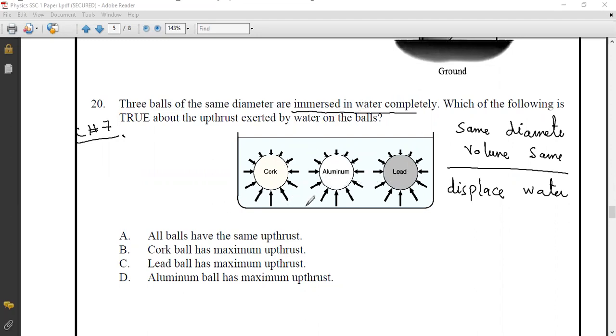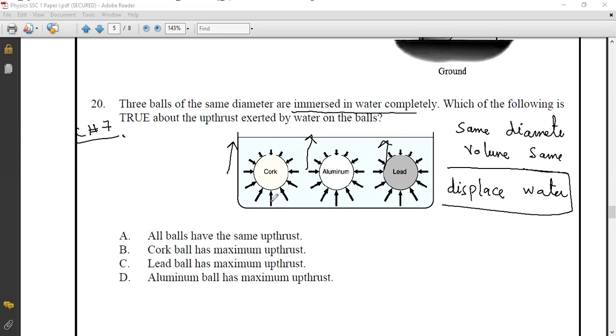All these balls will get a force that is applied by the water on them, so that this force is equal to the weight of the displaced liquid. So the upward force that is acting on them is equal. So this is the force that is applied by the water that is displaced by these three objects.